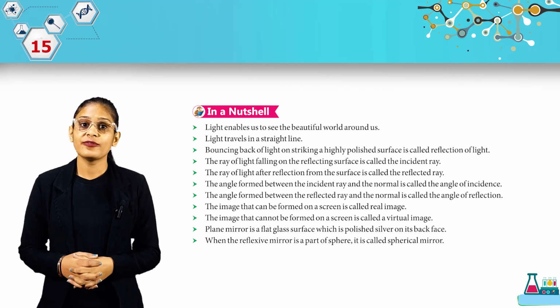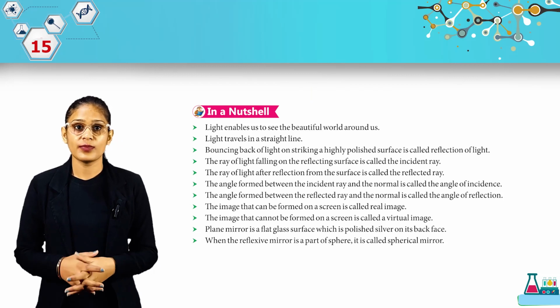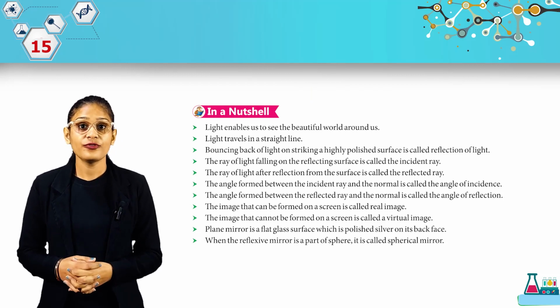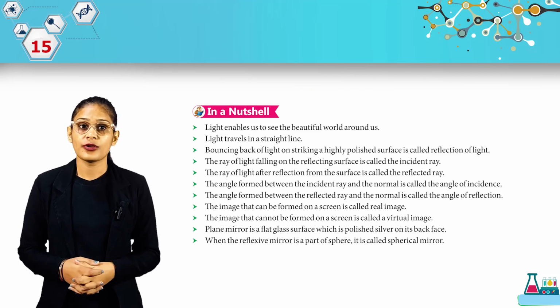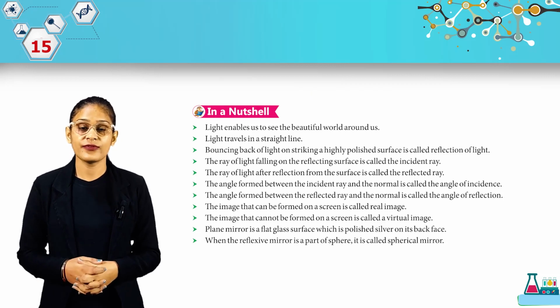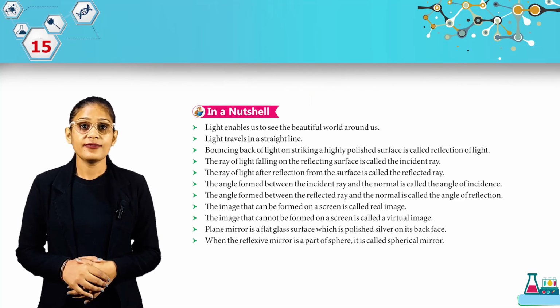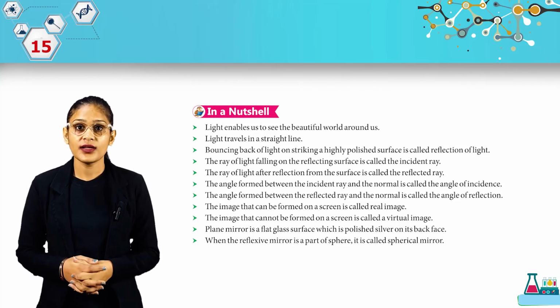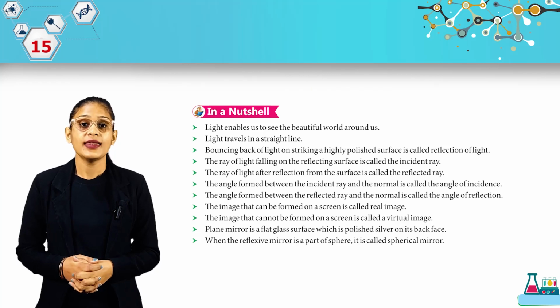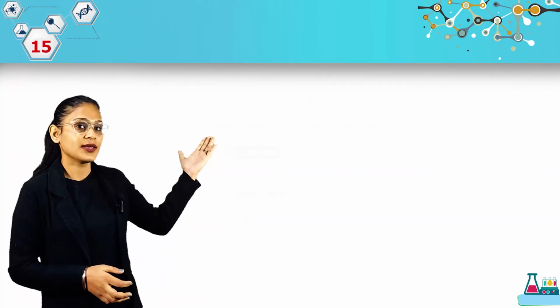The image that can be formed on a screen is called a real image. The image that cannot be formed on a screen is called a virtual image. Plane mirror is a flat glass surface which is polished silver on its back face. When the reflecting mirror is a part of a sphere, it is called a spherical mirror. Now students, we have some keywords here.